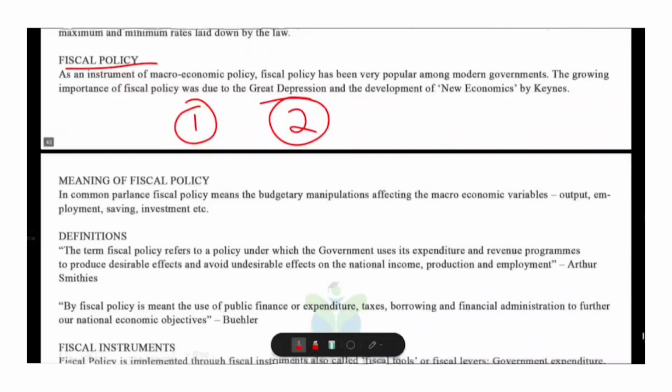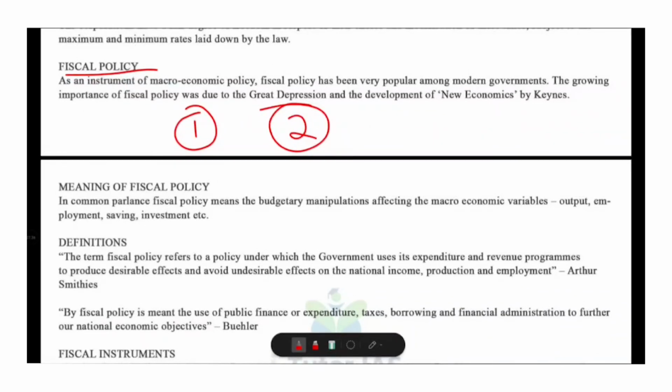Why did fiscal policy become important? Earlier, governments believed the economy would correct itself, but then something big happened. That is the Great Depression of 1929. Huge job losses, factories closed, demand collapsed, and the world economy almost stopped. And governments realized markets cannot fix everything on their own. Government must step in to regulate the economy.